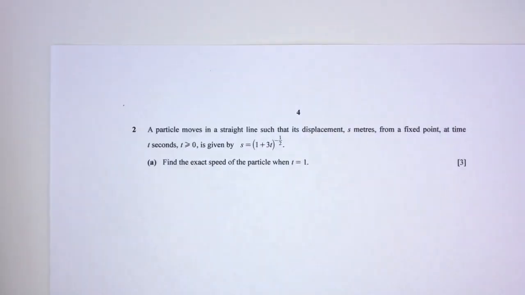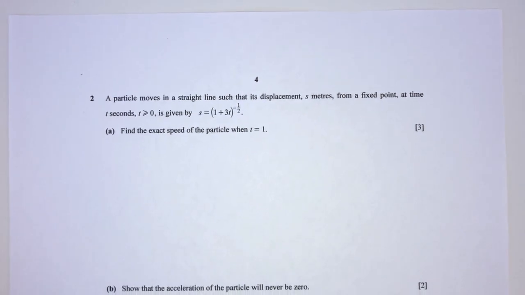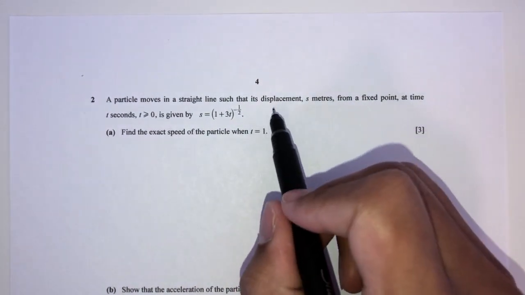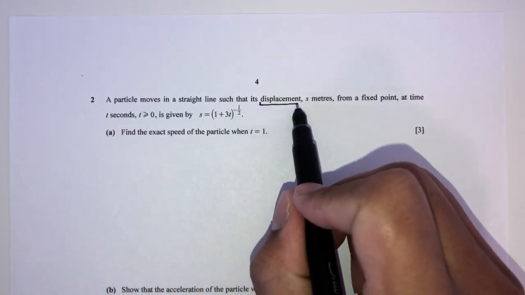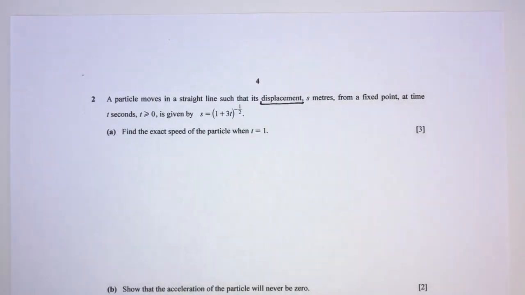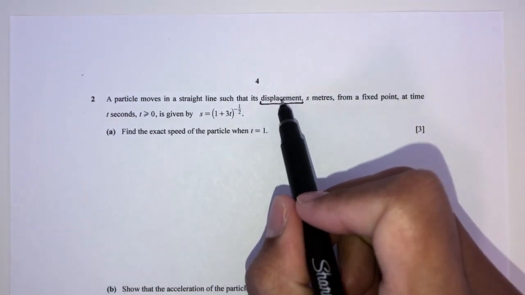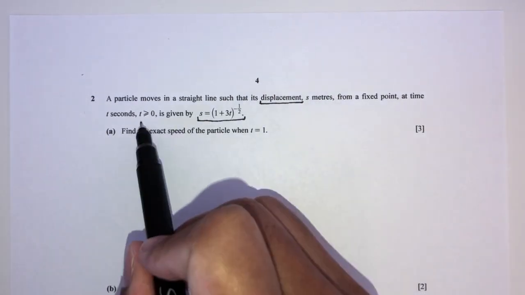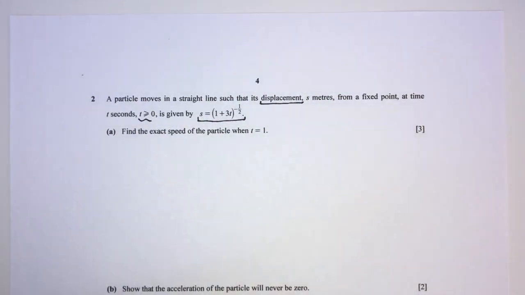Okay, let's move on to question number 2. So here we have a particle that moves in a straight line such that its displacement, again, displacement is not the same as distance traveled. Displacement is a vector quantity. Now, from a fixed point O at time t, it is given by this. So basically, the equation of s is given to you by this. That's the main takeaway, for time t more than or equal to 0.